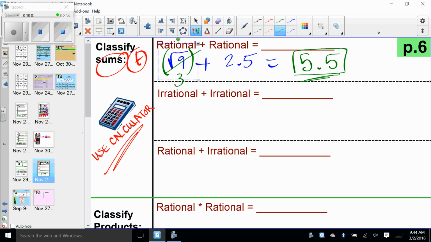5.5. Now, 5.5 is a super nice decimal. It's tiny. It's like $5.50. If we were to put a placeholder in there, we would consider that this is rational. So irrational plus irrational is rational.